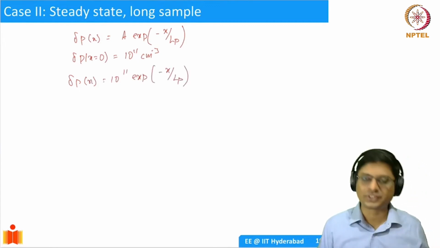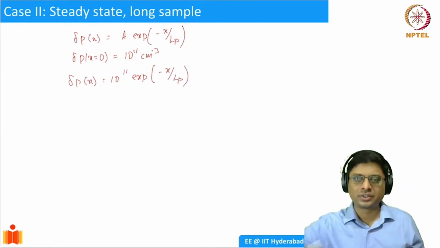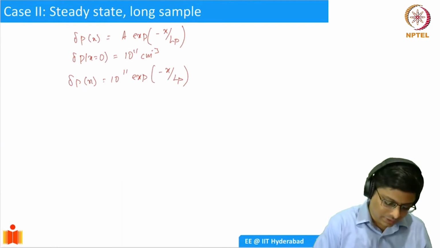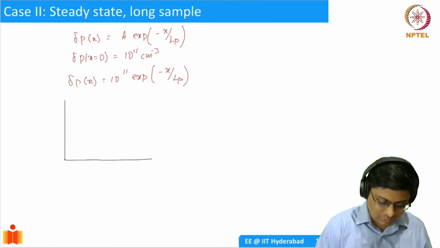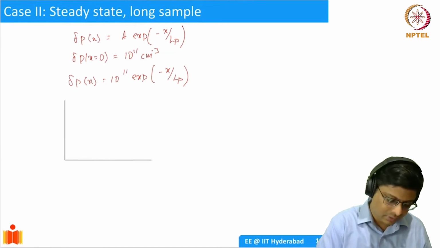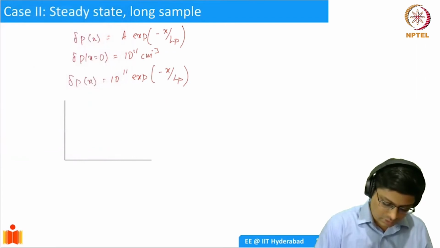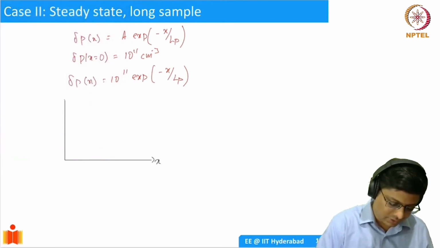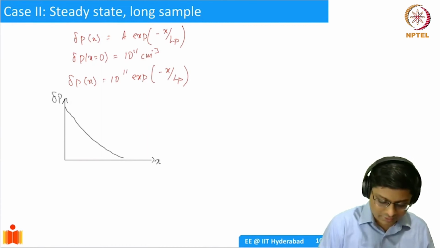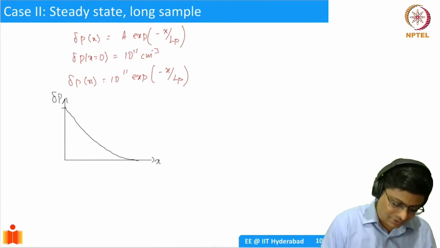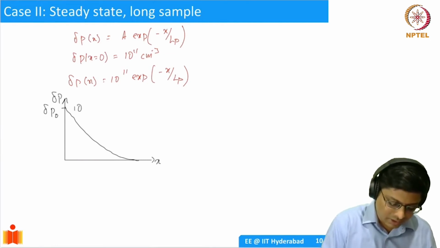So what does this tell us? How does the distribution of minority carriers look in the semiconductor? Well, you take this and plot it as a function of position x, with delta P on the vertical axis. You're going to have an exponential decay. Fantastic. One of the simplest things we can think of. Delta P naught is equal to 10 power 11.